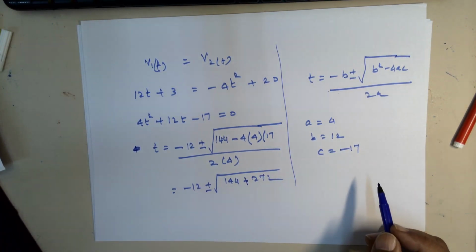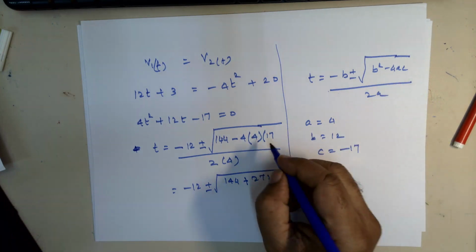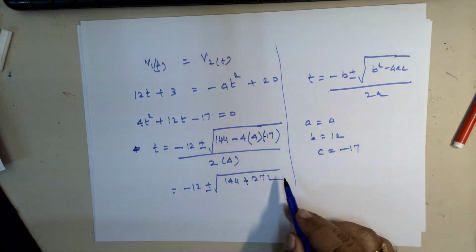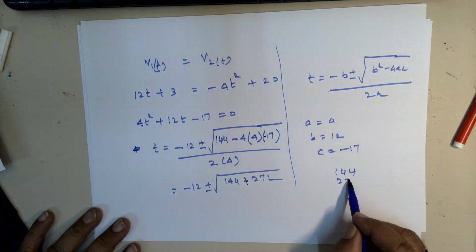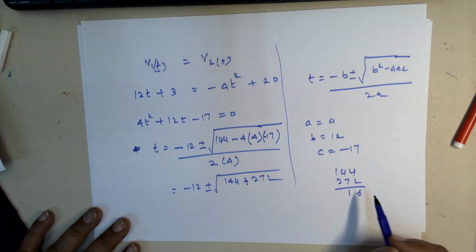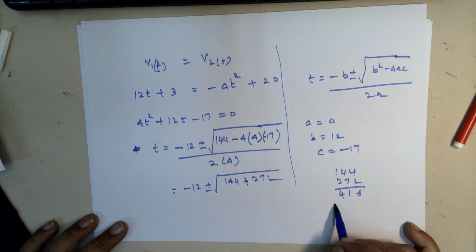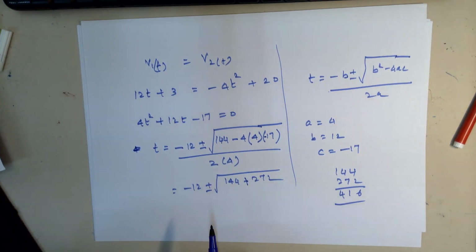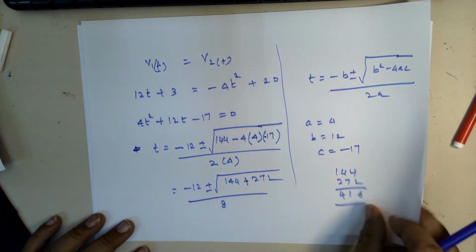Minus 4 into, I must put minus 17, right? So it means plus 272. Plus 72 means 144 plus 272. How much? 416, right? So it is 416 whole divided by 8, right?